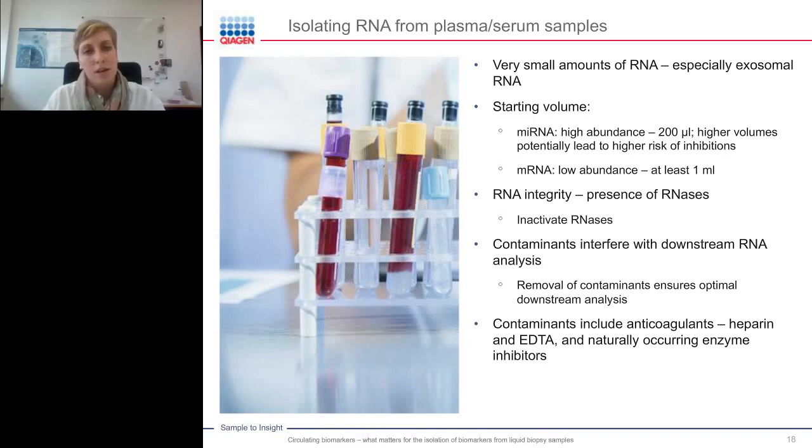RNases are degrading your RNA and are thus lowering the RNA integrity, which can be an issue to make a significant statement or a good analysis of your sample in your downstream assay. So as soon as you release your RNA in a liquid biopsy sample from its protection, either by lysing exosomes or by lysing the proteins that are binding microRNAs, it's also important to inactivate RNases at the same time.